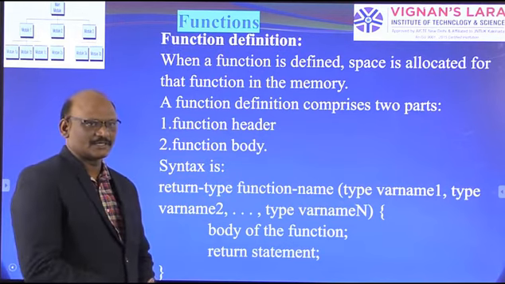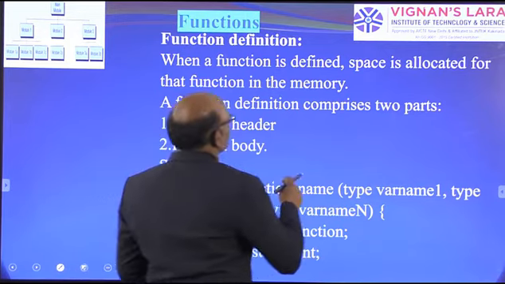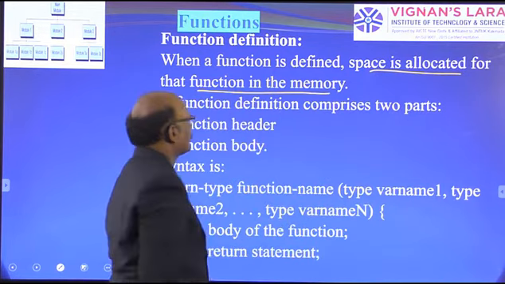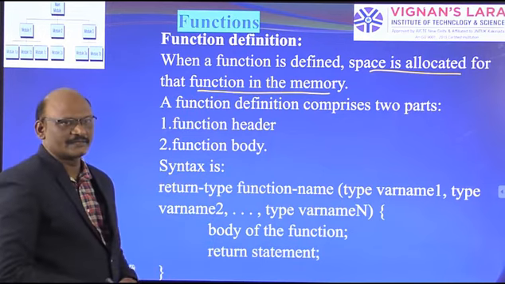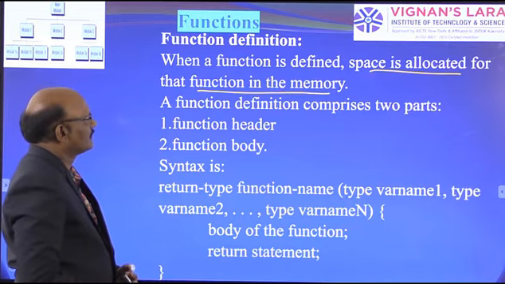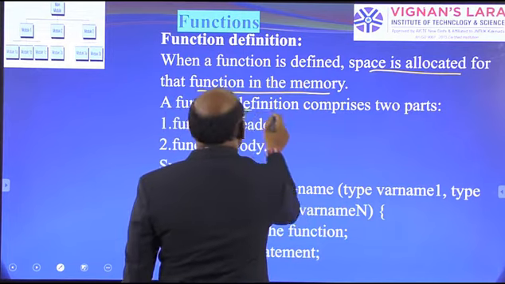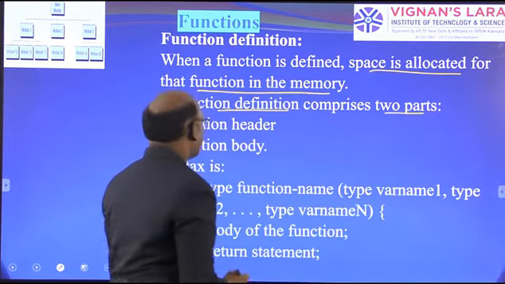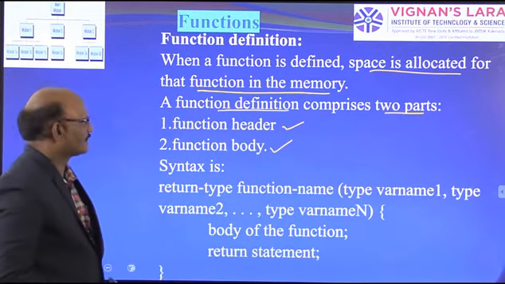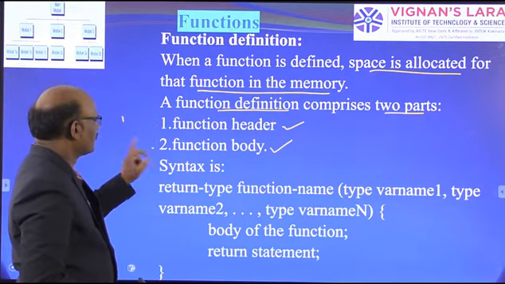See here, functions are shown in 3 parts. First part is function definition. When a function is defined, space is allocated for that function in the memory. So when a function is defined, immediately the space is allocated by the compiler for that function in the memory. A function definition comprises 2 parts: one is function header, second one is function body.